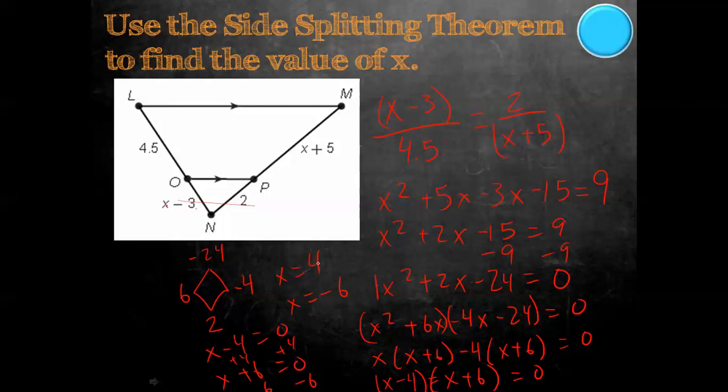Okay, again, if I plug in the negative 6 up here, negative 6 minus 3 is negative 9. You can't have a negative side. So 4, again, has to be the answer. So x equals 4 would be your answer. And that's the end of side splitting theorem part 1.